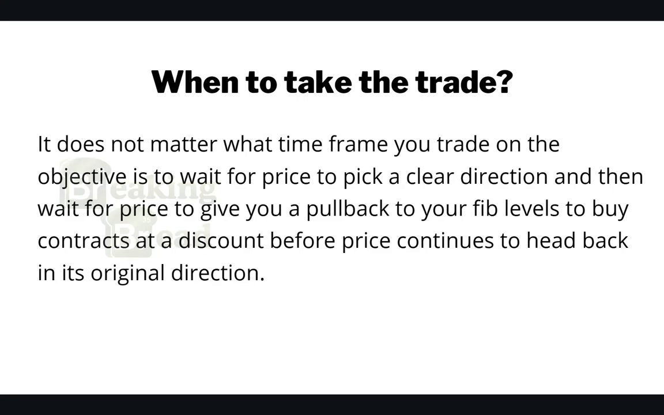Now, an easy way to spot who's in control is waiting for price to pull back. If price pulls back to the upside, then we know sellers are currently in control. If price pulls back to the downside, then you know that buyers are currently in control.